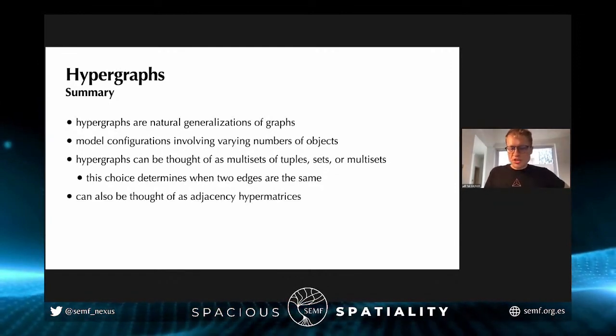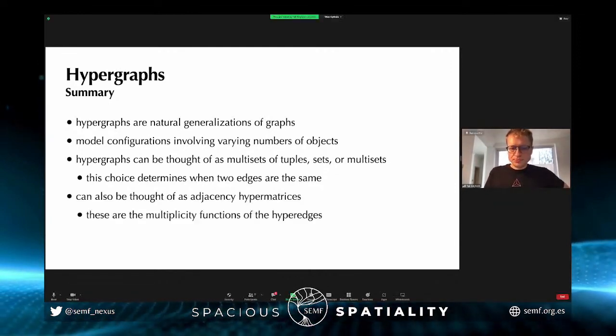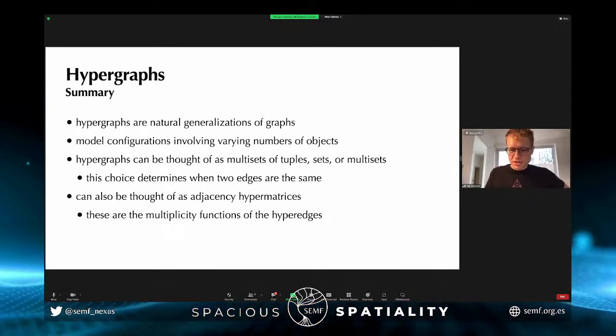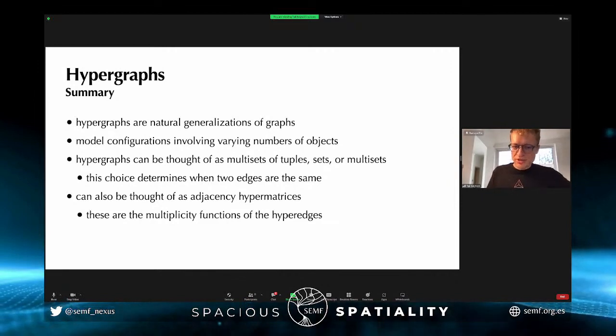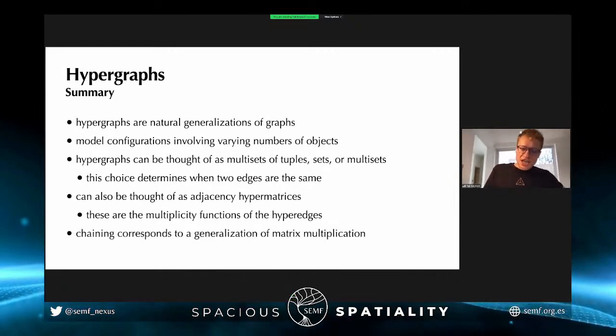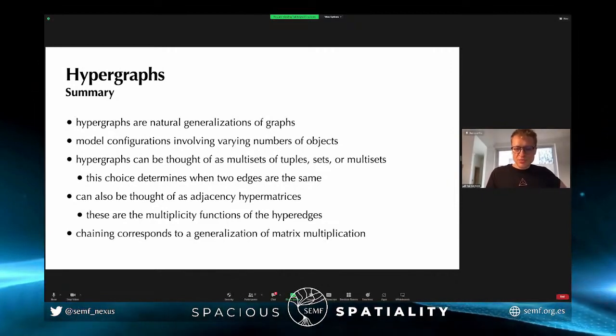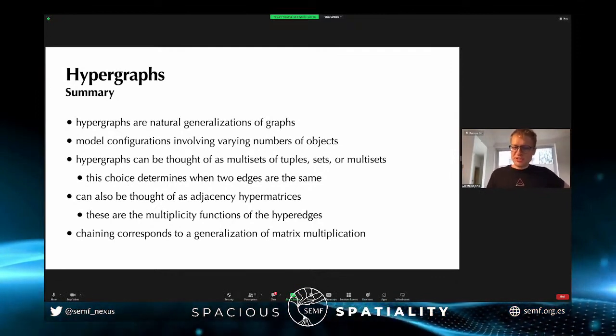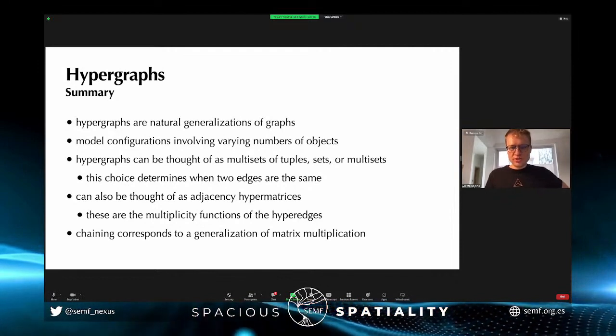You can also think about them as adjacency hypermatrices. And those hypermatrices are the multiplicity functions of the hyperedges in the multiset interpretation of the hypergraph. Chaining corresponds to a generalization of matrix multiplication. Yep, that's what I hope that you can take away from this section.